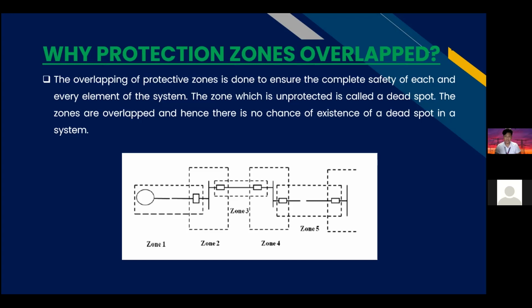If there are no overlaps, then a dead spot may exist, which means the circuit breakers lying within the zone may not trip even though the fault occurs. This may cause damage to a healthy system. It can be seen from the figure that the circuit breakers, the rectangle ones, are located in the connections to each power system element. This provision makes it possible to disconnect only the faulty element from the system.